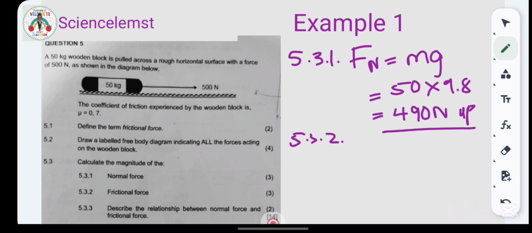5.3.2. Calculate the frictional force. So the frictional force is what? It is Fk equals μk multiplied by what? By Fn. Here, it's fine if you just wrote capital N like I did on the previous formula, or you can write it Fn. It's fine. It's still applicable. It's still allowed.